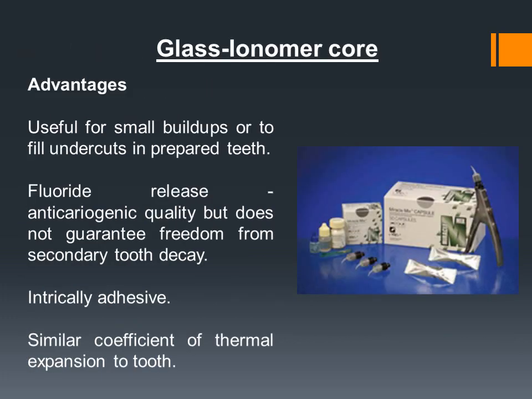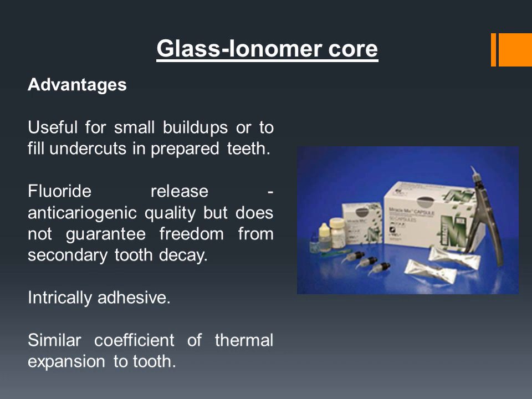Coming to glass ionomer, the glass ionomer material, including resin modified glass ionomer, lacks adequate strength and fracture toughness as a core build-up material and should not be used in teeth with extensive loss of tooth structure or with minimal tooth structure. It is also soluble and sensitive to moisture. This is the disadvantage of glass ionomer.